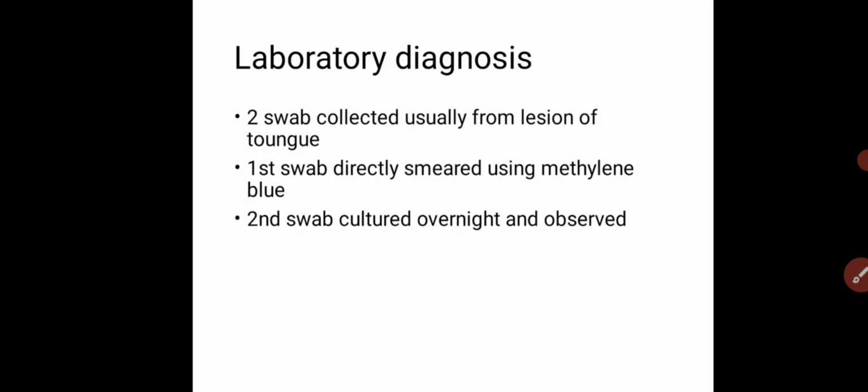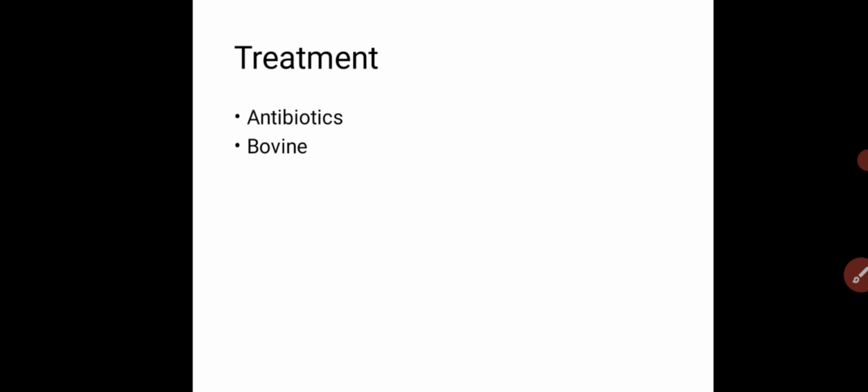For laboratory diagnosis, usually two swabs are collected from the lesion of the tongue. The first swab is directly smeared and stained with methylene blue stain, and we can directly see it under the microscope. The second swab we have to culture on tellurite blood agar media, incubating overnight at 37 degrees Celsius in aerobic condition. It produces gray or black colored colonies. Once the colonies are formed, we take a loopful of culture, prepare a smear, gram stain the slide and observe under the microscope.